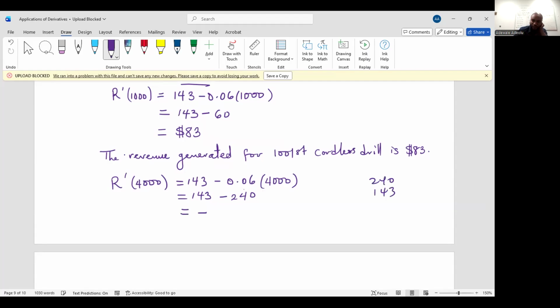240 minus 143. Okay, that is minus $97. Wait, look at this. That means the amount of money generated for the 4,001st cordless item is now in the negative. Something is happening. Okay, let us keep moving.